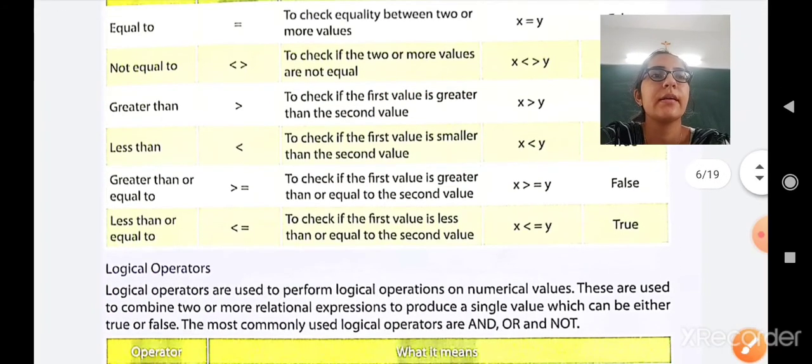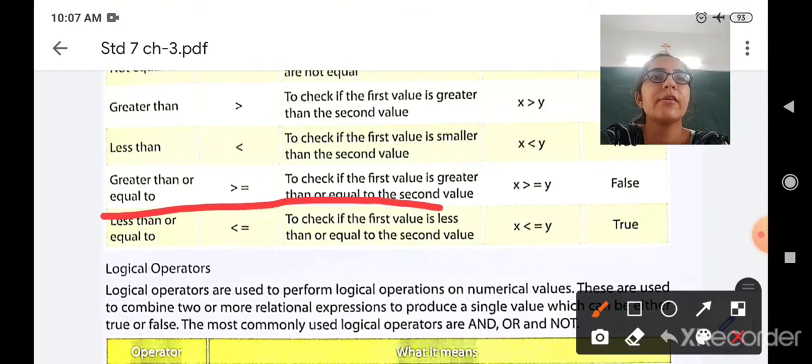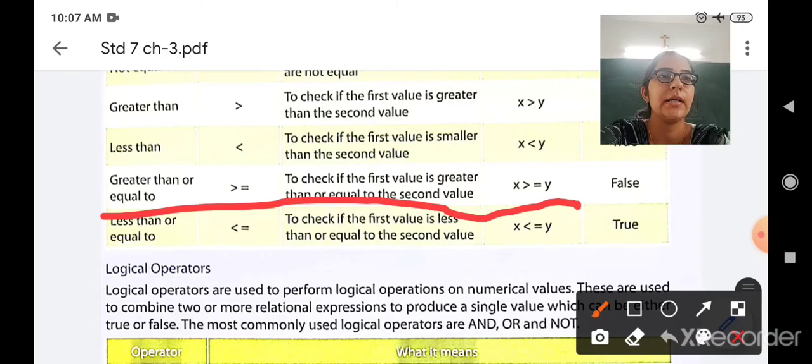Okay, next is greater than or equal to. It means that the first value is greater than or equal to the second value. X greater than or equal to y. 2 and 3. So is 2 greater than 3? No. Is 2 equal to 3? No. The answer is false.